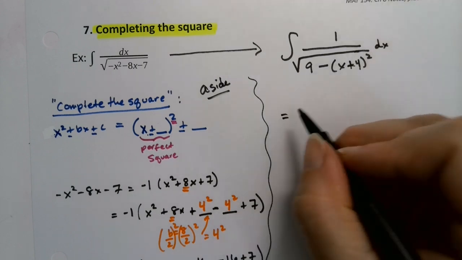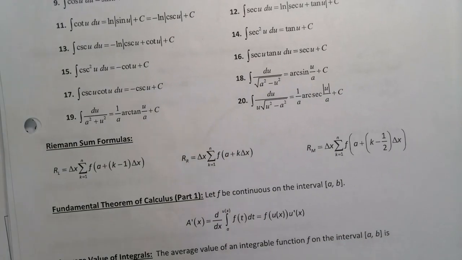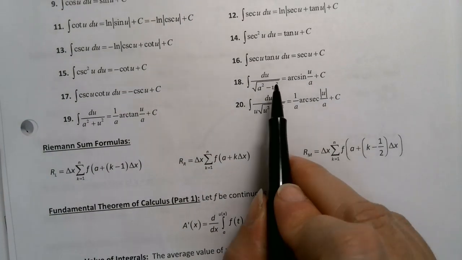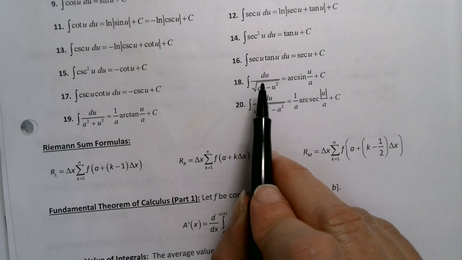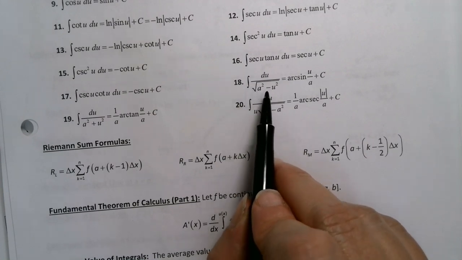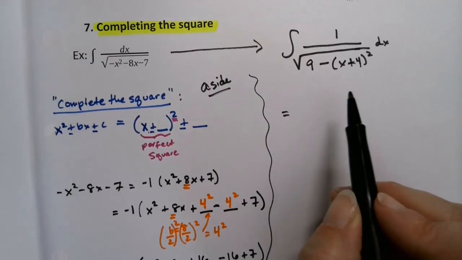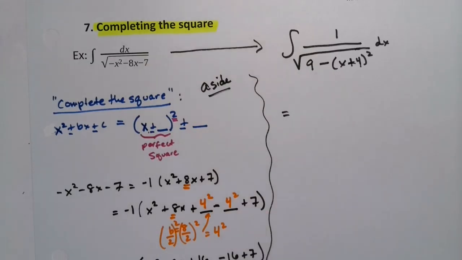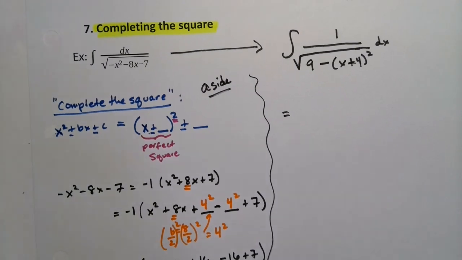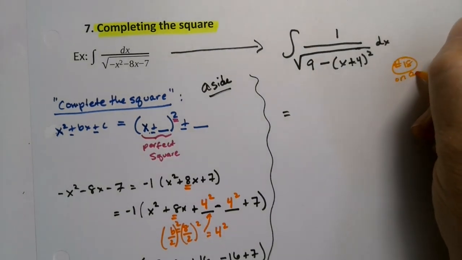Okay, so now how did this make anything any better? Well, because you have a formula for this. So if you look at your sheet right here, look at arc sine. A squared, something like 9, right? It's constant. A is a constant. Minus u, that's a function of x, squared. Yes, this is the one. So it's rule number 18 on your quick integral sheet.